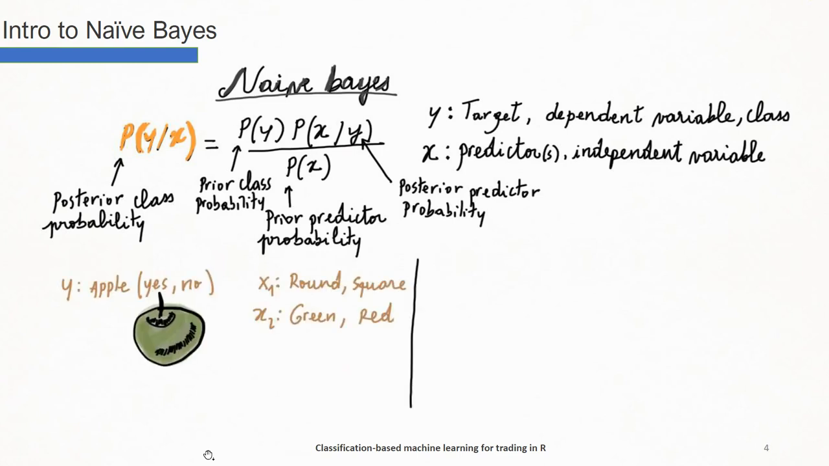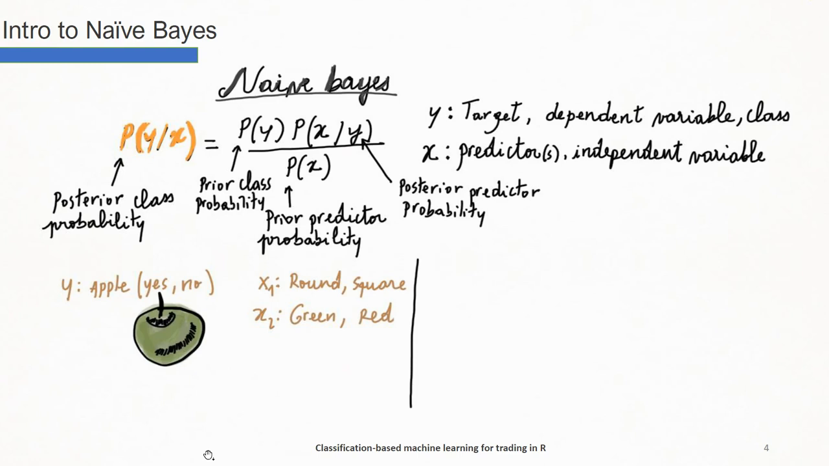So let's take this example. We have y, which would be whether this fruit is an apple, yes or no, right? So you have two options. It's either an apple, yes, or it's not an apple, no. Now the features or the predictors, also called independent variables, are x1 and x2. So x1 is one feature, x2 is a different feature. For x1, the fruit could be round or square. For x2, the fruit could be green or red.